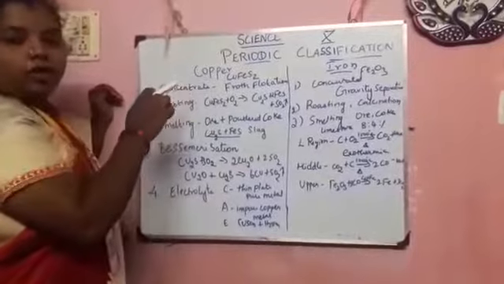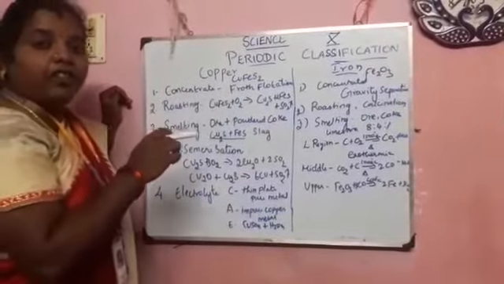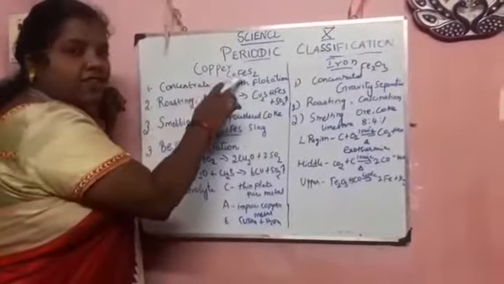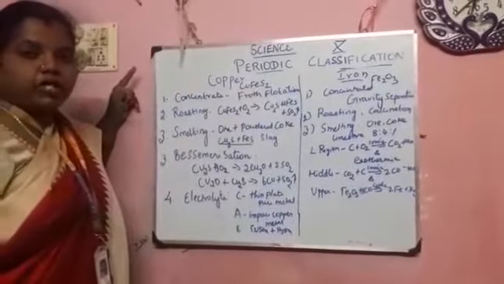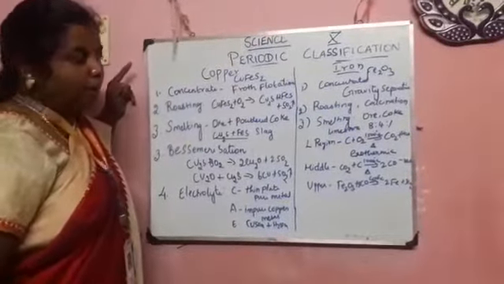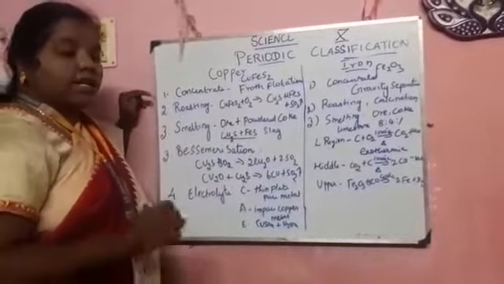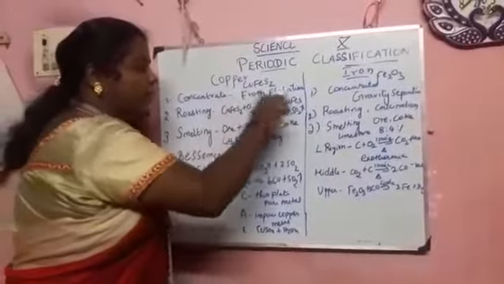The important ore for copper is copper pyrite. The formula for copper pyrite is CuFeS2. Okay, let's see the steps involved in the extraction of pure copper. The first step is concentration, which is done by the froth flotation process.